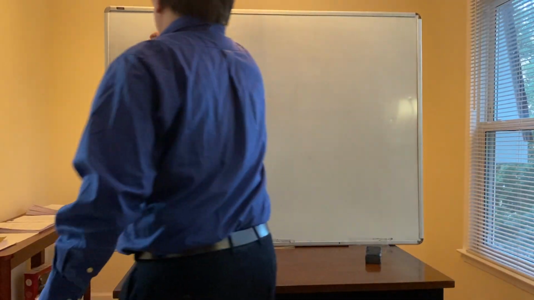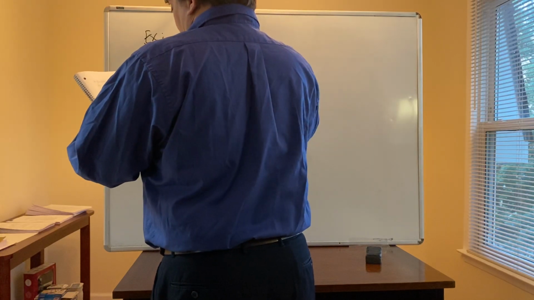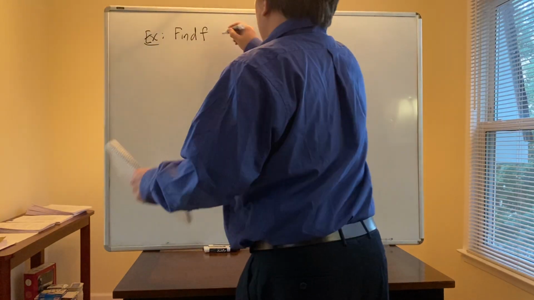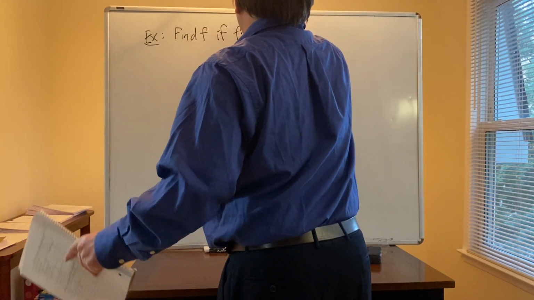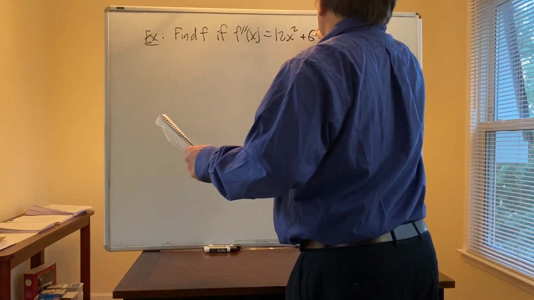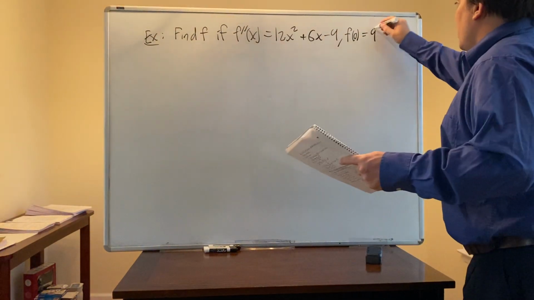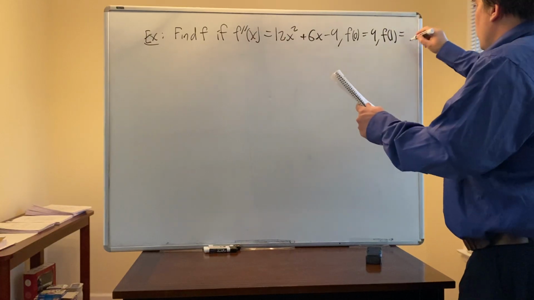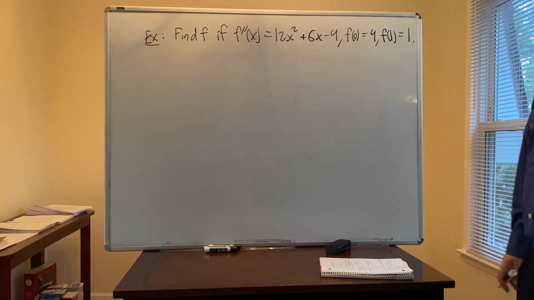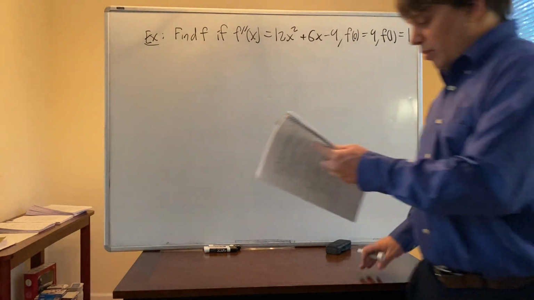Okay, another example of finding a particular antiderivative. Find little f if little f double prime of x is equal to 12x squared plus 6x minus 4. F of 0 is equal to 4, and f of 1 is equal to 1. Okay, so we want to find little f. If the second derivative is equal to that, f of 0 is 4 and f of 1 equals 1.